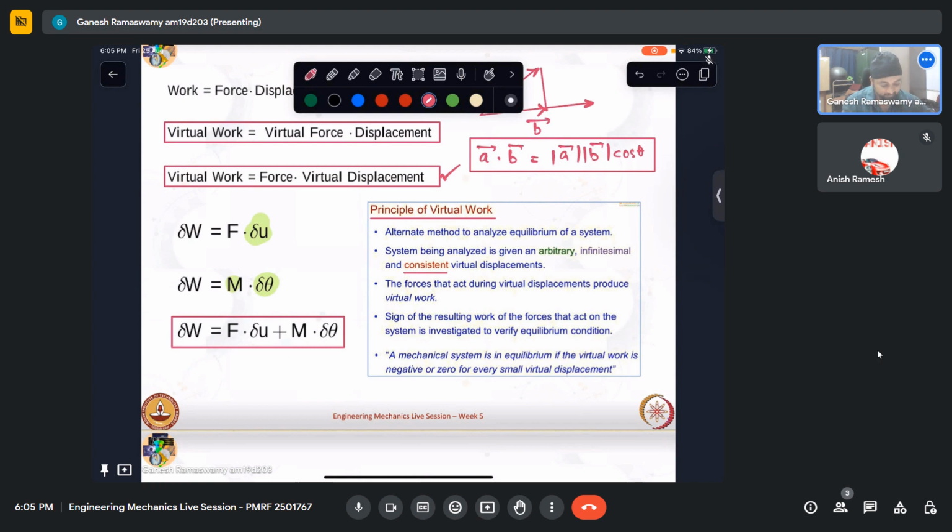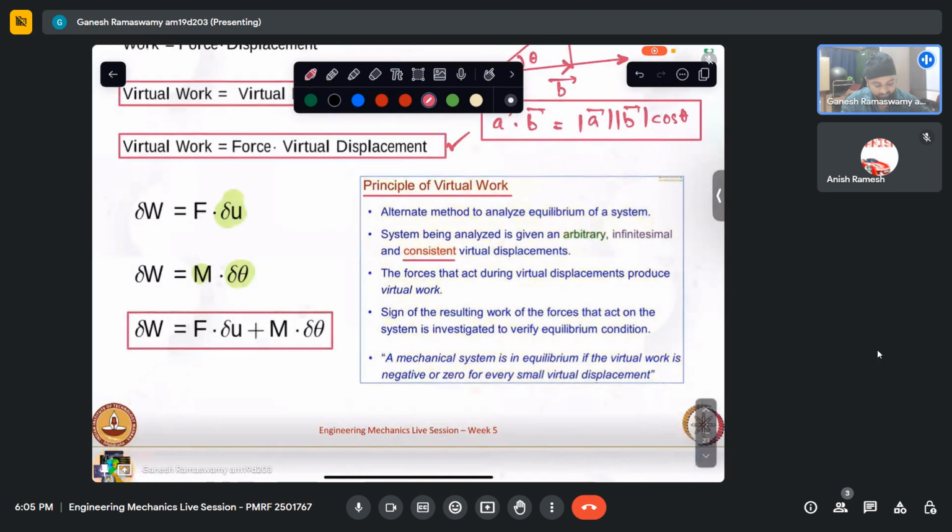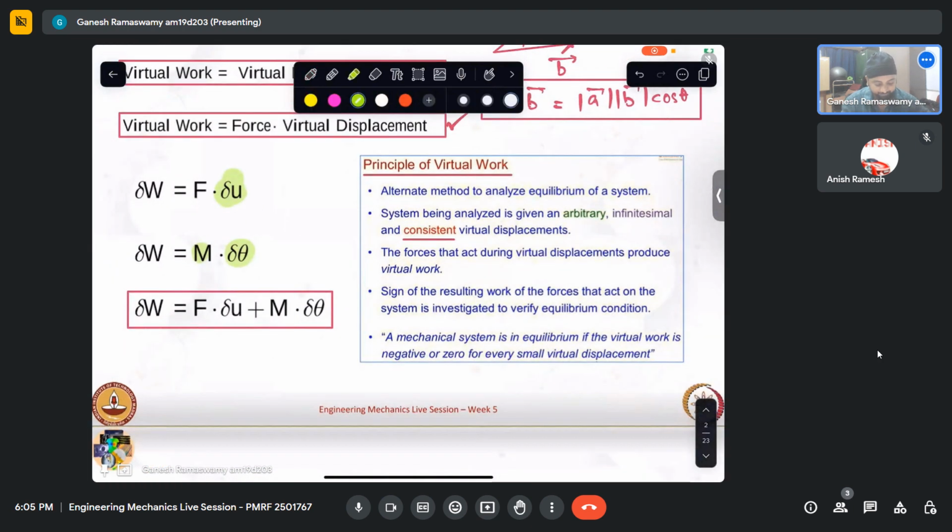The forces that act during the virtual displacement produce virtual work. This is important to understand. Right now we are just covering the theoretical framework, and once we apply this to a problem, it will become clear. But what I want to emphasize is that it is the actual force applied to the system which is given a virtual displacement. Now, this might beg a question: what causes this virtual displacement?